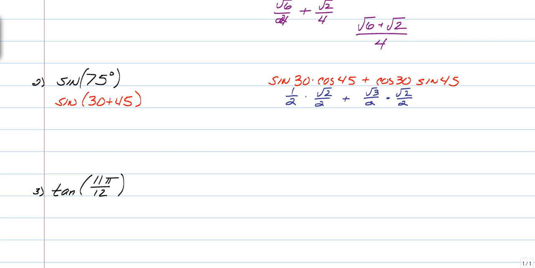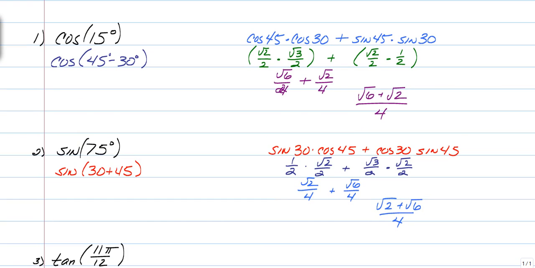Now this should look very similar to the problem above, and it's for an actual reason. If we multiply 1 times the square root of 2, we get the square root of 2, and 2 times 2 is 4, plus the square root of 3 times the square root of 2 is the square root of 6 over 4. We have a common denominator, so the answer is, again, the square root of 2 plus the square root of 6 over 4.